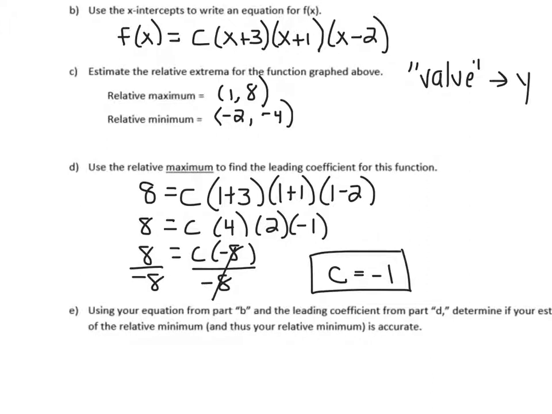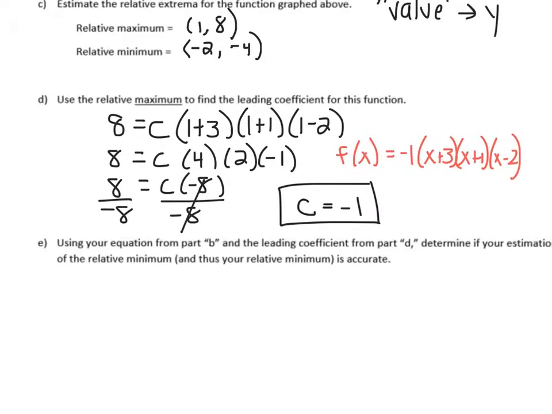So just as a side note, our function right here, we could now rewrite by replacing a negative 1 here. So I'm just going to do that off to the side. Our function is f of x equals negative 1 times x plus 3 times x plus 1 times x minus 2. And if we wanted to write that in standard form, we'd have to multiply all that out. All right, so let's see what letter E is asking us to do. Let me just move this up a little so we could see.